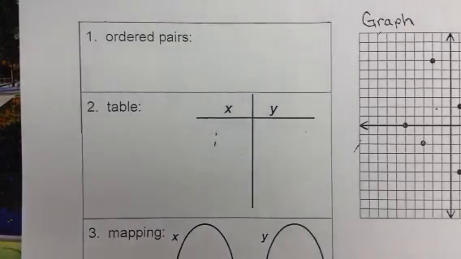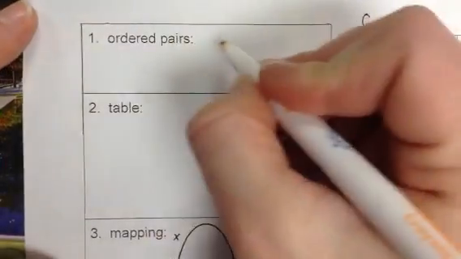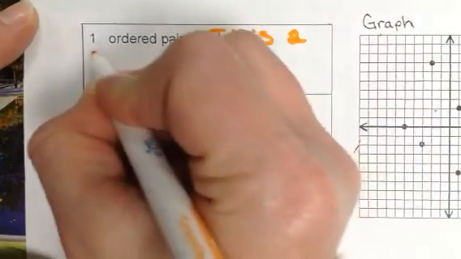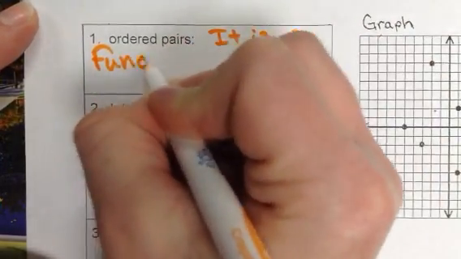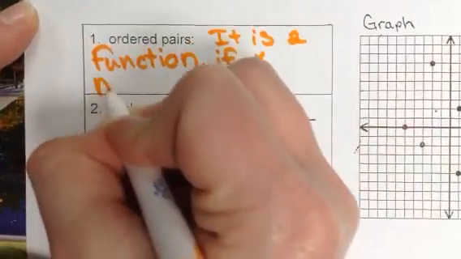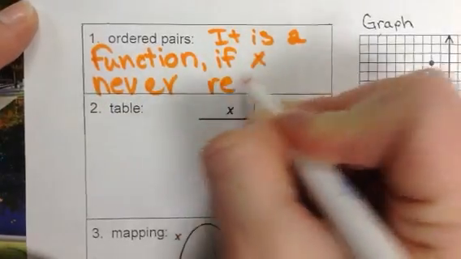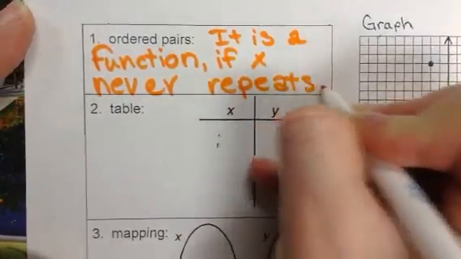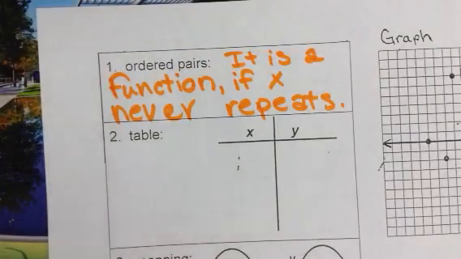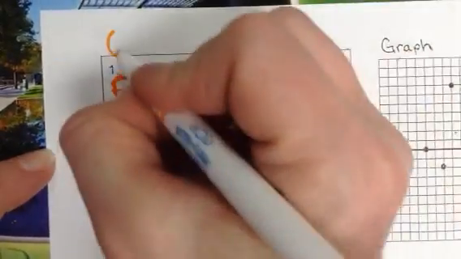Okay, for the example page, I'll tell you what you're looking for to decide if it is a function or not a function, and then we'll show an example. So, for ordered pairs, it is a function if x never repeats. Ordered pairs is a function if x never repeats. Okay, so we're going to do an example.